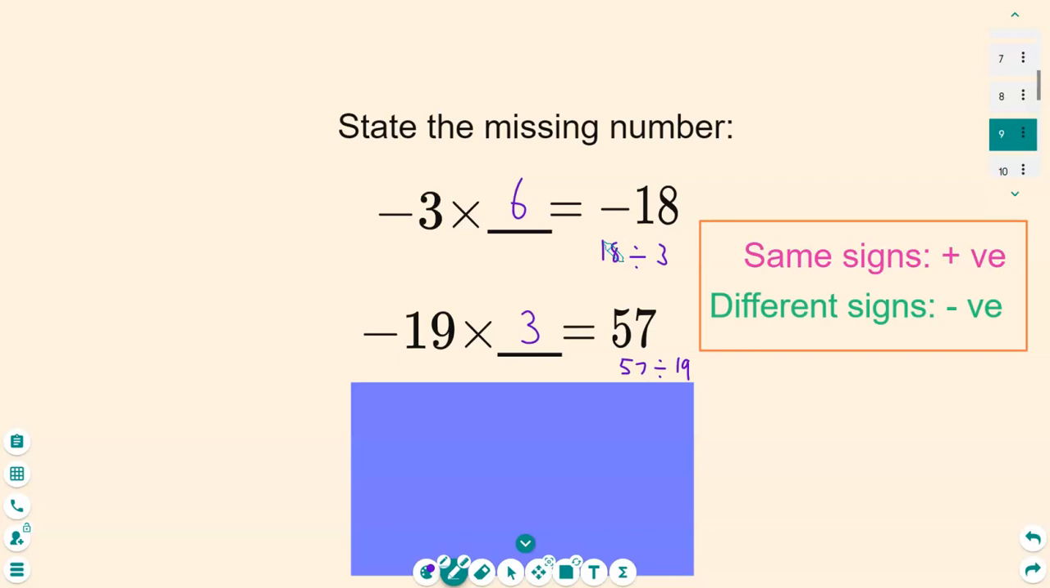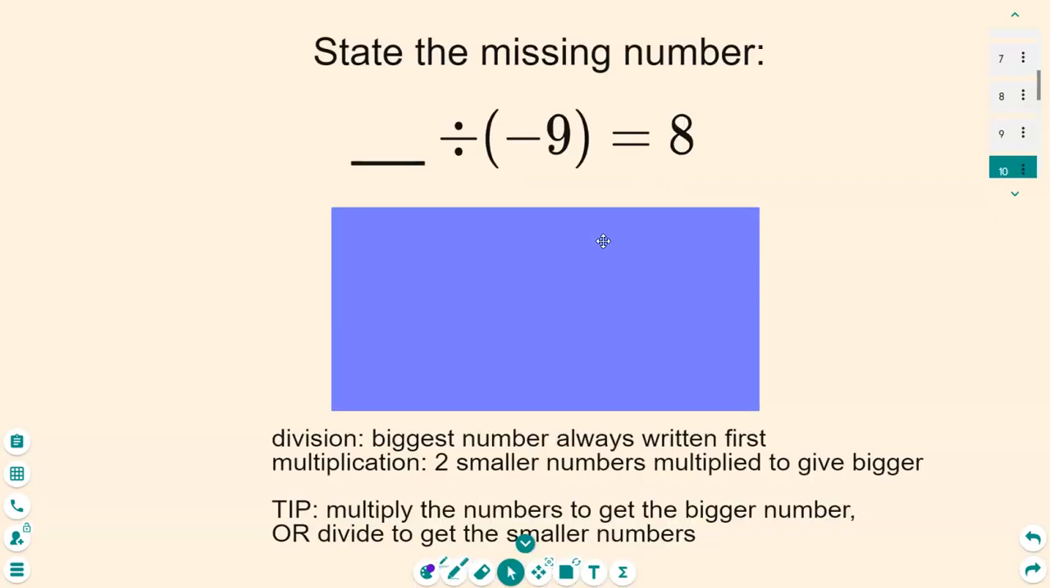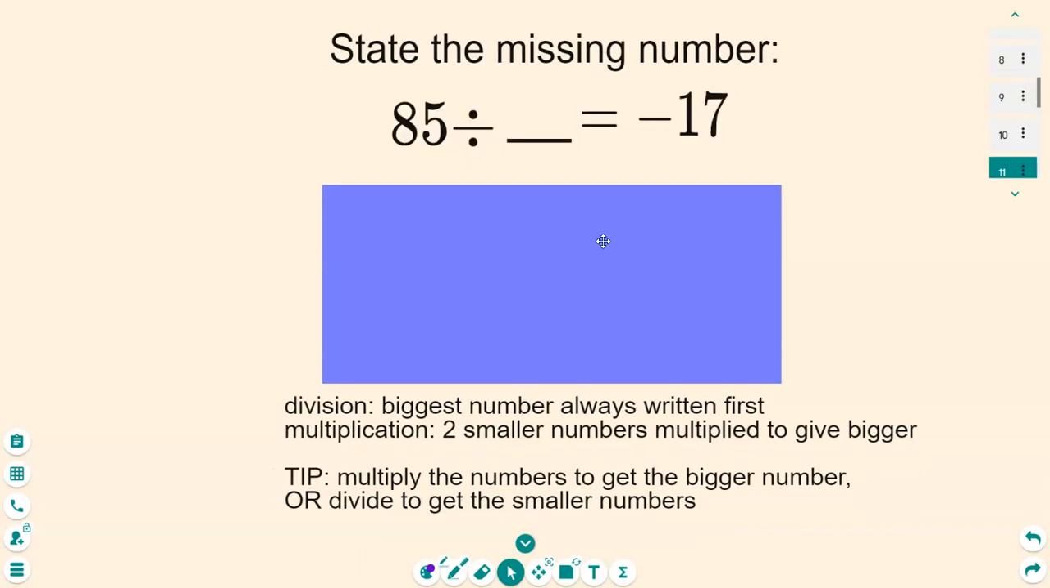And then we've just got to check. To get a positive answer, we are going to need the same signs. So we also need to make that 3 negative. Negative times negative gives a positive. I think we're almost through it.